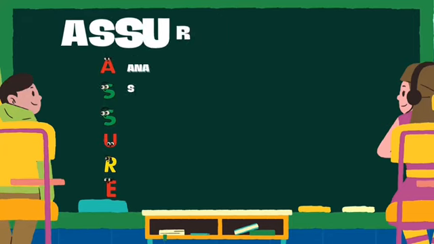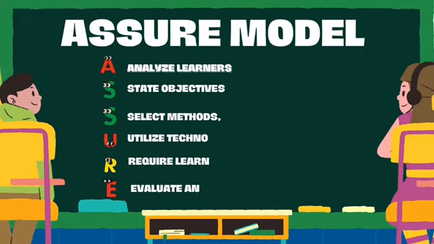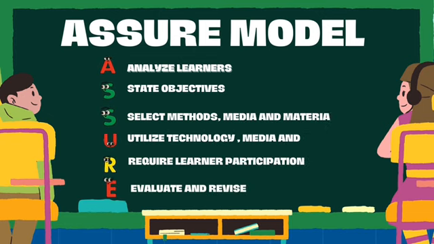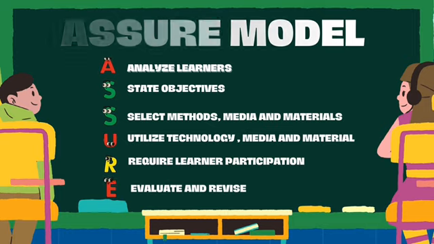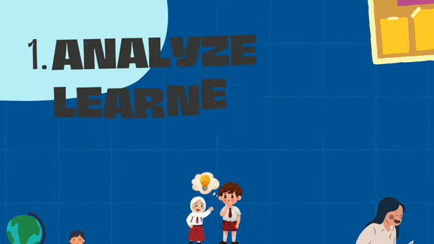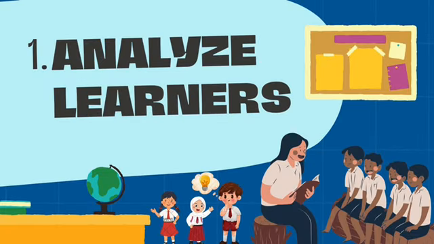The ASSURE model has six steps: analyze learners, state objectives, select methods, media, and materials, utilize technology, media, and materials, require learner participation, and lastly, evaluate and revise. Now, the first step in the ASSURE model is to analyze the learners.